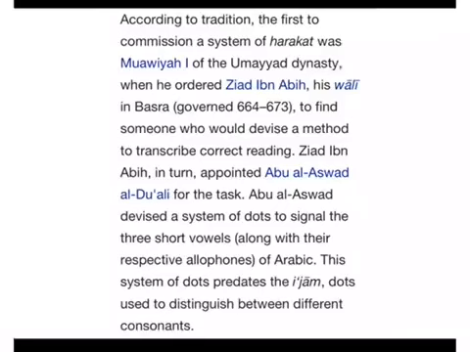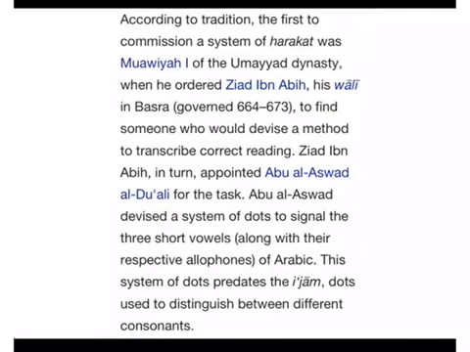According to tradition, the first commission of a system of harakat was under Muawiyah I of the Umayyad dynasty, when he ordered Ziyad ibn Abi, his wali in Basra, who governed from 664 to 673 of the Common Era, to find someone who would devise a method to transcribe correct reading. Ziyad ibn Abi in turn appointed Abul Aswad ad-Duwali for the task.